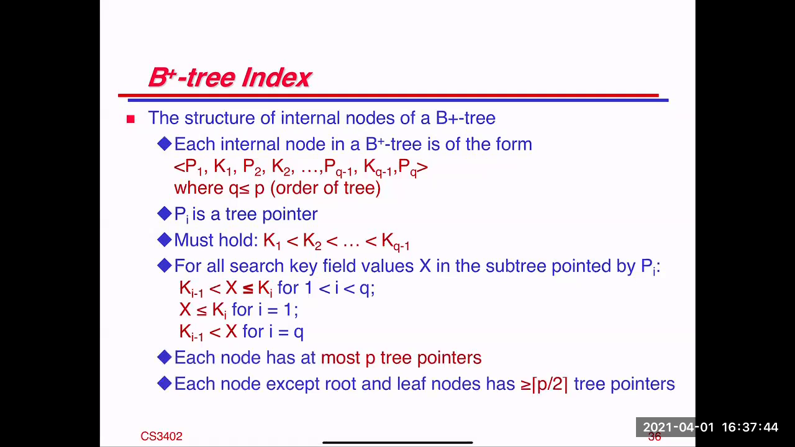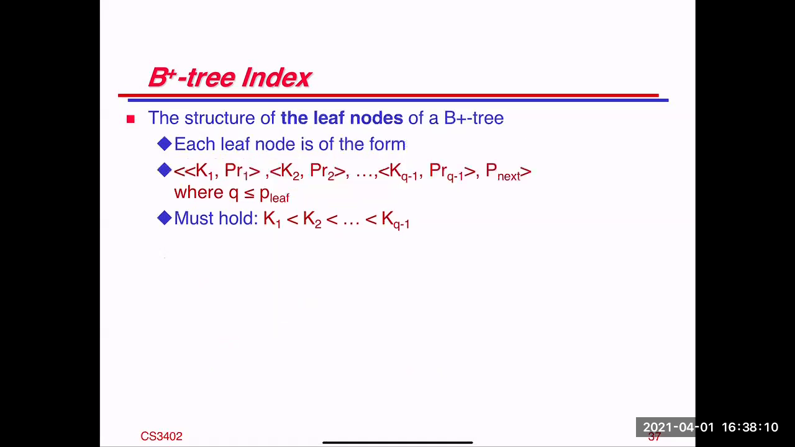So as we mentioned, each node will have at most P tree pointers. So again, we have this invariant, and each node, except for the root and the leaf nodes, needs to have at least P by 2 many tree pointers. So this is again the not-below-half-full invariant that we had for B trees. So what I mentioned here on this slide is only for the internal nodes. All right, so now let's look at the structure of the leaf nodes.